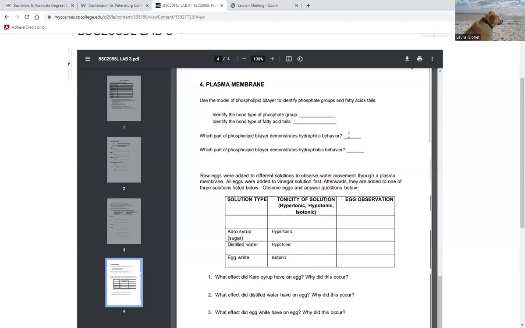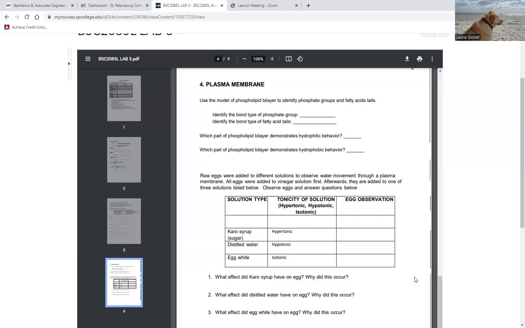Which part of the phospholipid bilayer demonstrates hydrophilic behavior? So hydrophilic means liking water. So that would be the phosphate group, because the phosphate group is polar covalently bonded, and water's polar covalently bonded. Boom. So what is the behavior of the phosphate group with water? It's hydrophilic. So there are different ways to ask the same question. Which part of the phospholipid bilayer demonstrates hydrophilic behavior? The phosphate group. Which part of the phospholipid layer demonstrates hydrophobic behavior? Those would be the fatty acids. Okay.